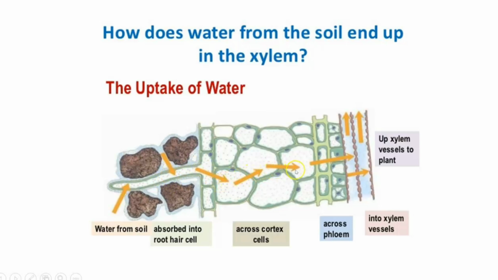See, it passes through the cortex and phloem and it enters into the xylem. So here the mechanism is due to the turgor pressure, cell pressure from one cell to another cell. It moves with the pressure. Okay, and it reaches the xylem, and then from the xylem it is taken to the upper part of the plant, to the leaves.